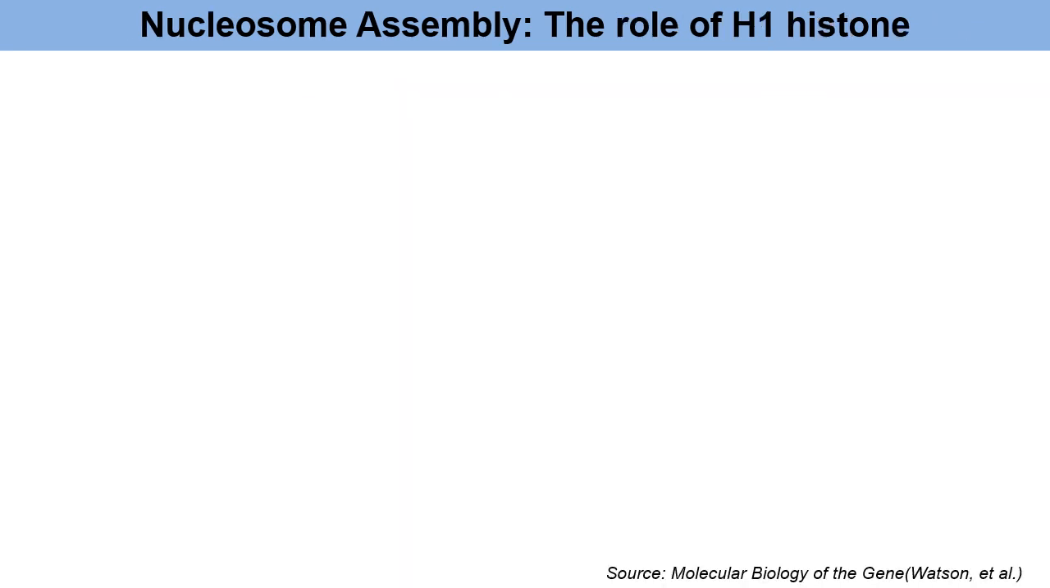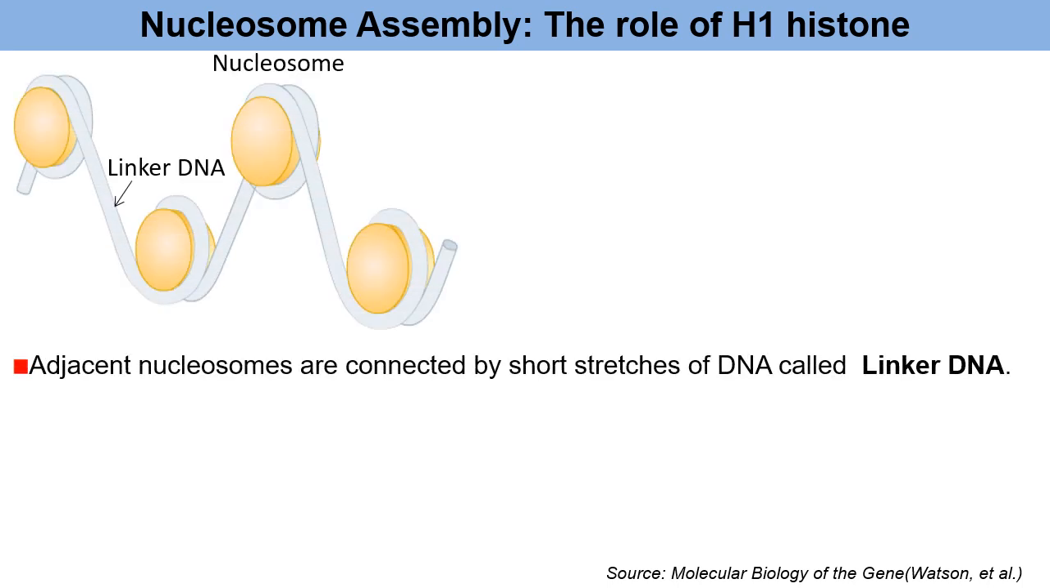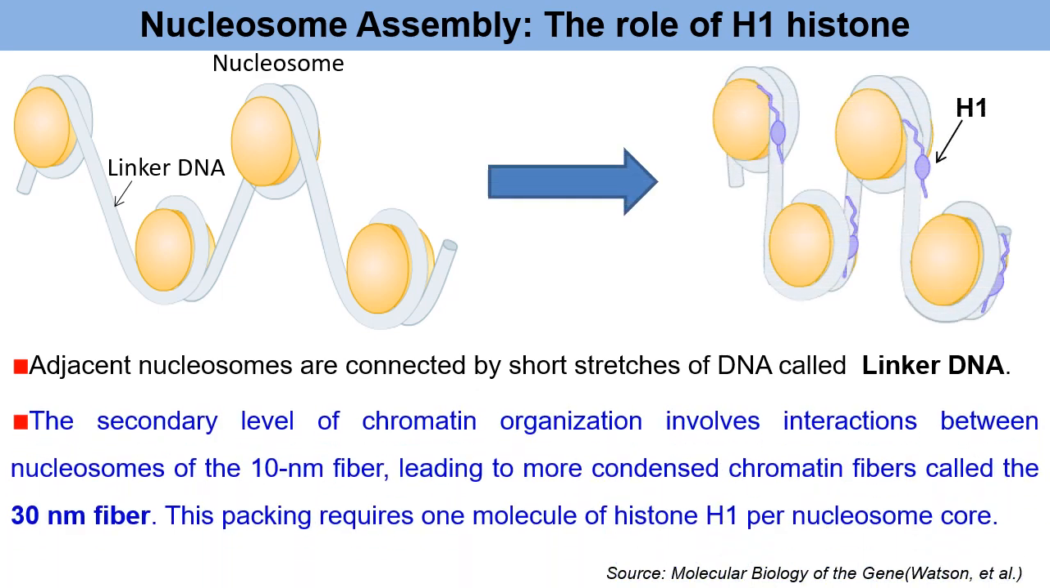As of now, we have understood the assembly of the histone core, which is made up of the 4 histone proteins H2A, H2B, H3 and H4. But what is the role of H1 histone? So we know that adjacent nucleosomes are connected by short stretches of DNA called the linker DNA.